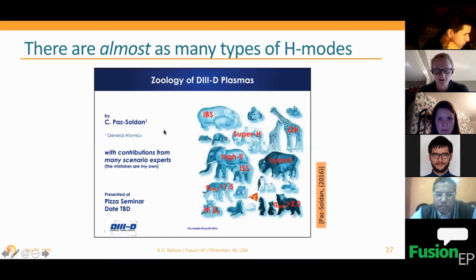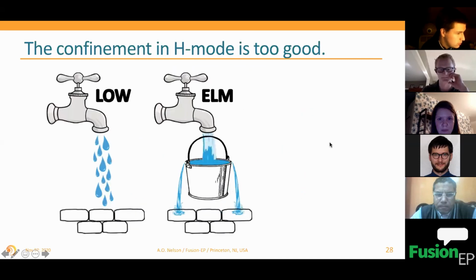And it turns out there are almost as many types of H-modes. Here's a presentation that was given to D3D back in 2016 of just the different types of H-modes in the D3D tokamak. And as you can imagine, changing tokamaks, you might change these parameters a little bit. We don't have time to go into all of these today. So what I want to do is really focus on what we need to do for future reactors in order to make them applicable to a burning plasma regime.